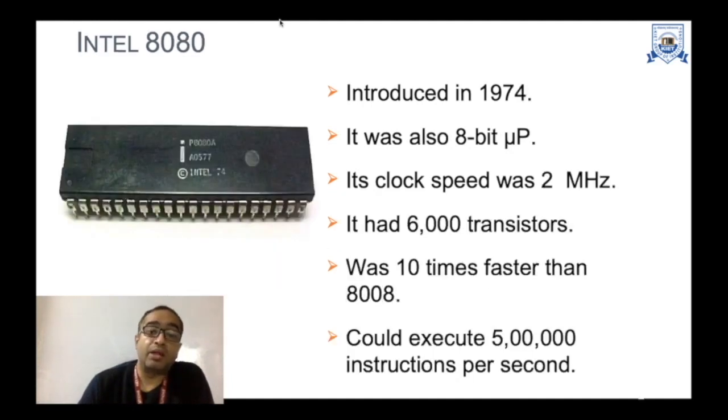Then in 1974, it introduced the 8080 microprocessor with a clock speed of 2 megahertz and 6,000 transistors. This microprocessor was actually 10 times faster than the 8008, and it could execute 5 lakh instructions per second.